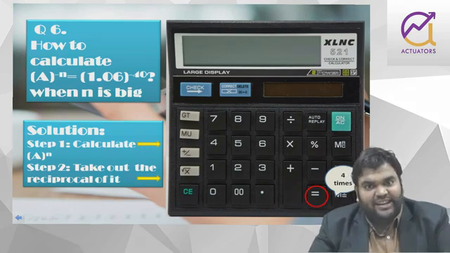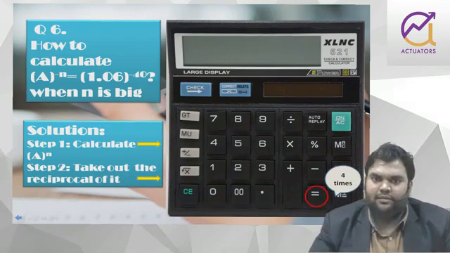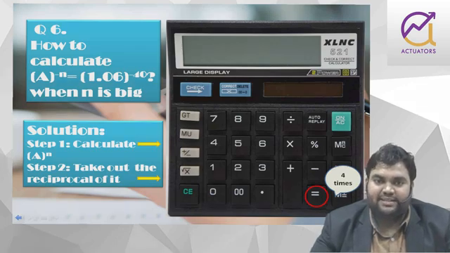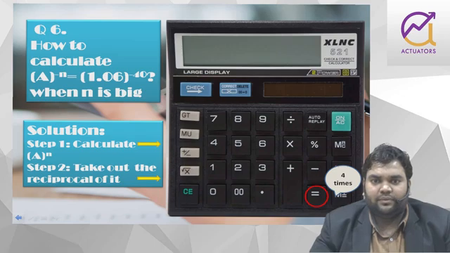So step 1, we need to calculate 1.06 to the power minus 8. Step 2, calculate, taking 5 as the power of, 1.06 to the power minus 8.